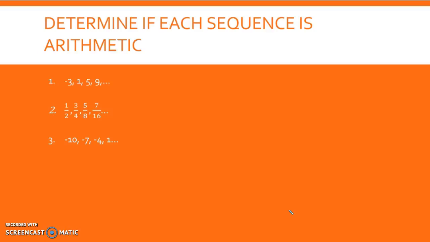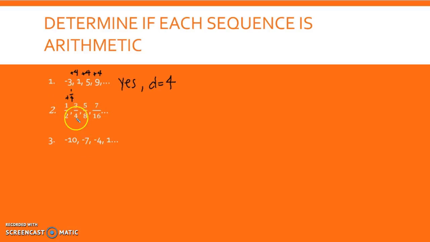So first, I want to determine if these three are arithmetic or not. So for the first one, to go from negative 3 to 1, I add 4. To go from 1 to 5, I add 4. To go from 5 to 9, I add 4. So I went up 4 every time, so that means it is arithmetic, and my common difference is a positive 4.